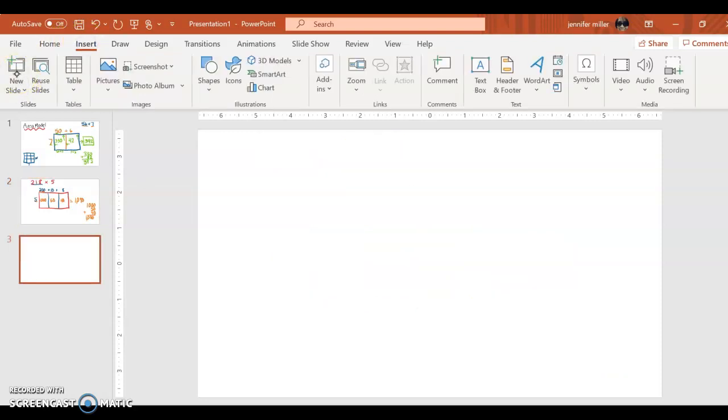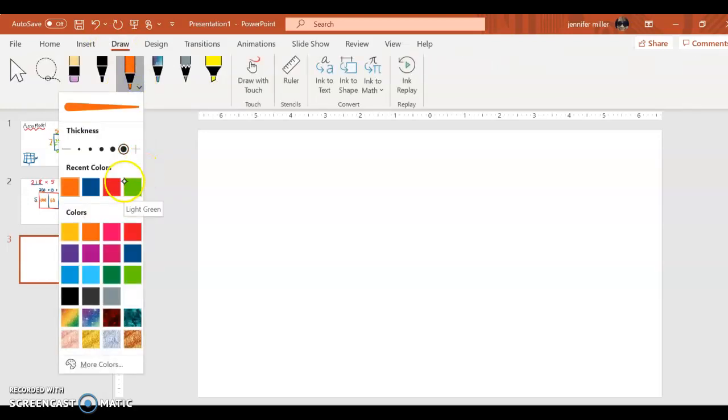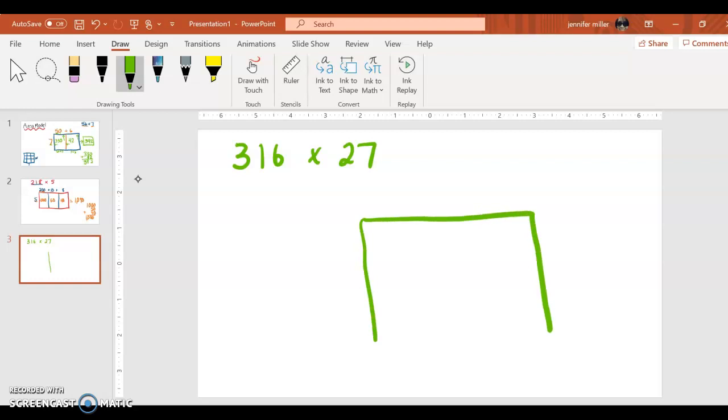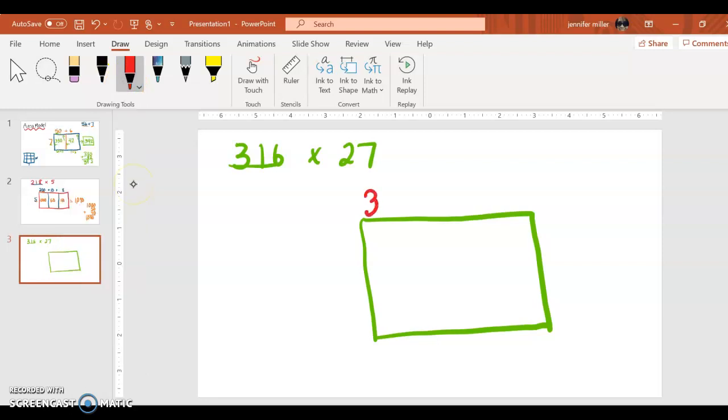let's look at a bigger and better 3-digit number. Let's do something like 316 times 27. So this time we have 2 digits there. We always start with our rectangle. In our first term, we're going to decompose. And when you decompose, you always break it up into just basic facts.